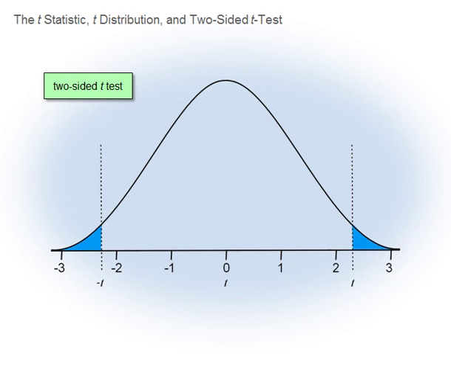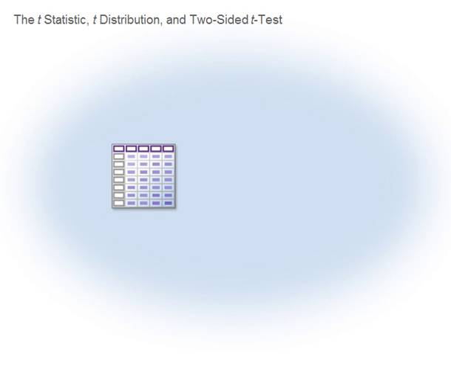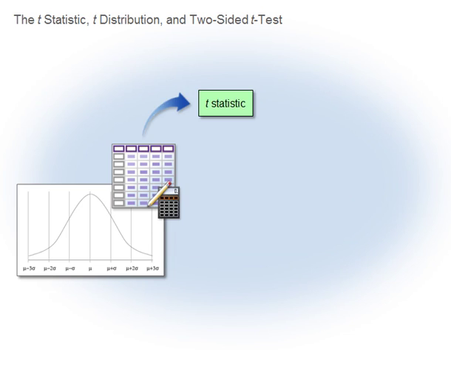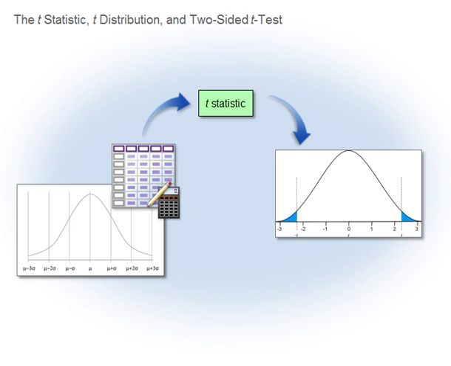Because the rejection region for the t-statistic is contained in both tails of the data distribution, statisticians refer to this type of hypothesis test as a two-sided t-test. If the data comes from a normal population, then the t-statistic calculated from the data follows a t-distribution, and we can use the t-distribution to compute p-values.